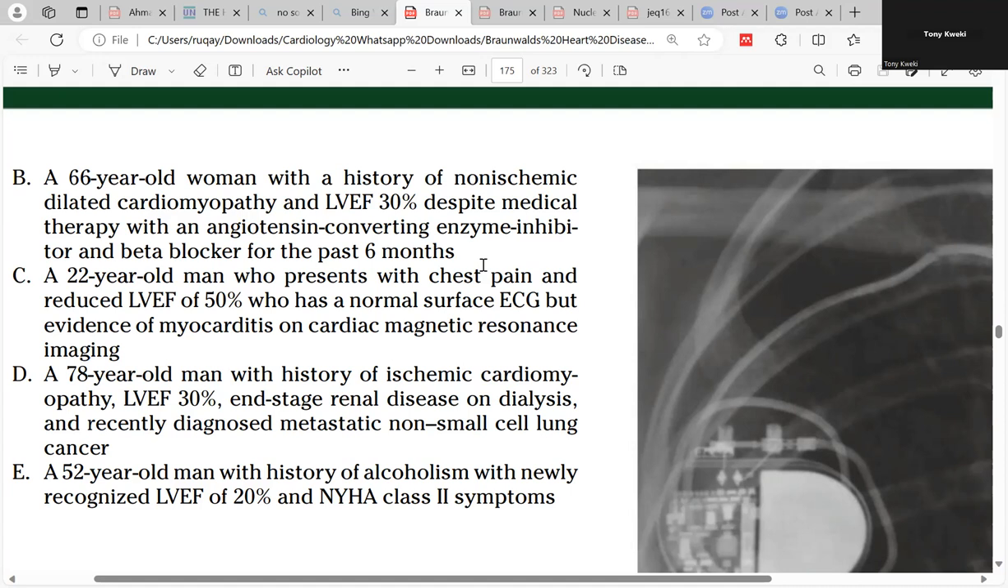Then E, 52-year-old man with history of alcoholism and newly recognized LVEF of 20% and NYHA class 2 symptoms. We're not given a lot of detail, but likely this patient's alcoholism might be the cause of their systolic dysfunction and symptoms. So this is a potentially reversible cause, and the patient is also not a suitable candidate for ICD. So the suitable candidate of all of these is option B, the 66-year-old woman with history of non-ischemic cardiomyopathy and LVEF of 30%, despite medical therapy with ACE inhibitors and beta blockers for 6 months.